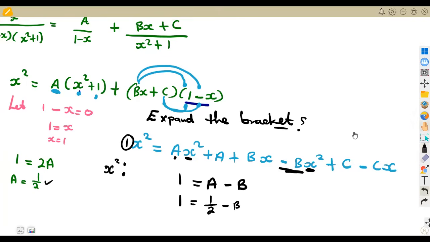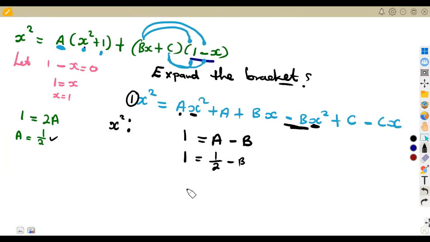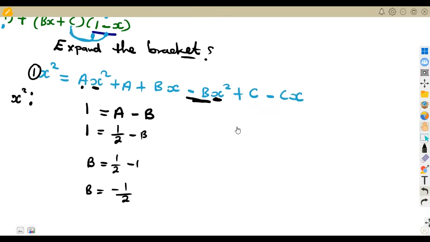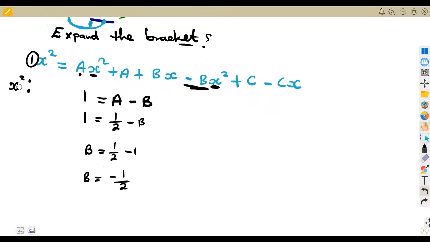So to find b, what are we going to do? We can transpose b to this side. It becomes a positive. So it's going to be 1. Then transpose 1 to this side. It becomes a negative. So b is going to be minus a half. All right, we have the value of b. Well, let's move on to the other coefficients. Here we equated the coefficients of x squared. So we are going to move to another one.